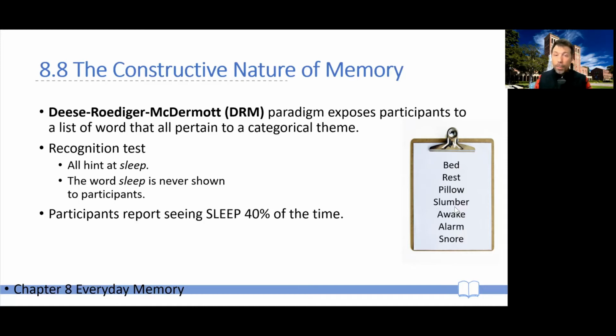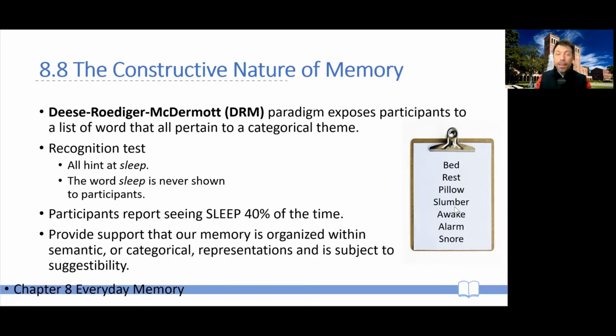Turns out, more than 40% of the time, people actually reported that they had seen sleep, that sleep was one of the words that they had studied. In fact, they reported sleep almost as frequently as words that actually were on the list. In a sense, you've been implanted a memory. Just by framing this list, the scientists implanted a false memory that they had seen the word sleep in their participants. And this, incidentally, also provides some support for the fact that long-term memory must be organized in some kind of semantic and categorical type representation, as we have seen earlier.